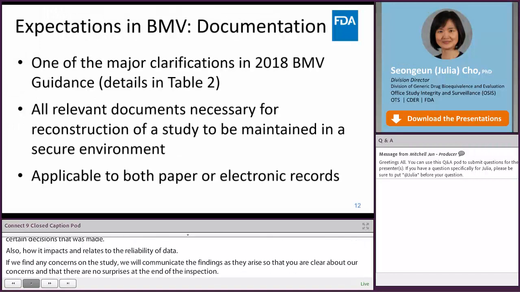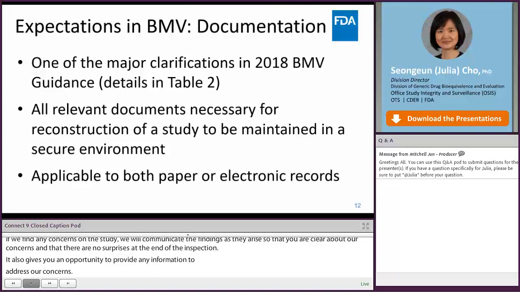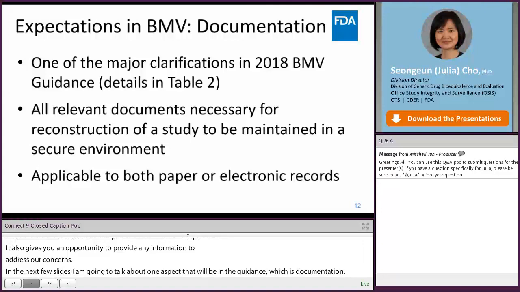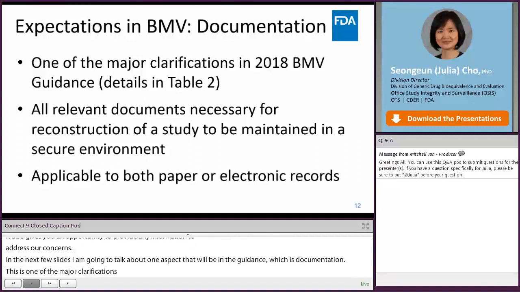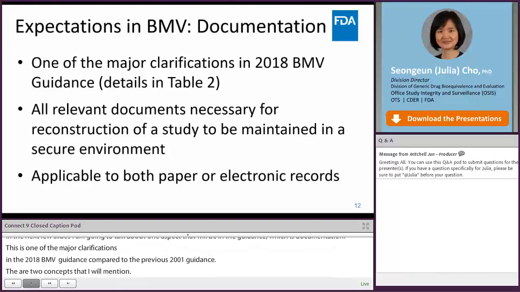So in the next few slides, I'm going to talk about one aspect of the BMV guidance, which is documentation. This is one of the major clarifications in the 2018 BMV guidance compared to the previous 2001 document. There are two overarching concepts that I'm going to mention. One, all relevant documents necessary for reconstruction of a study should be maintained in a secure environment. And two, the expectation applies to both paper and electronic records.